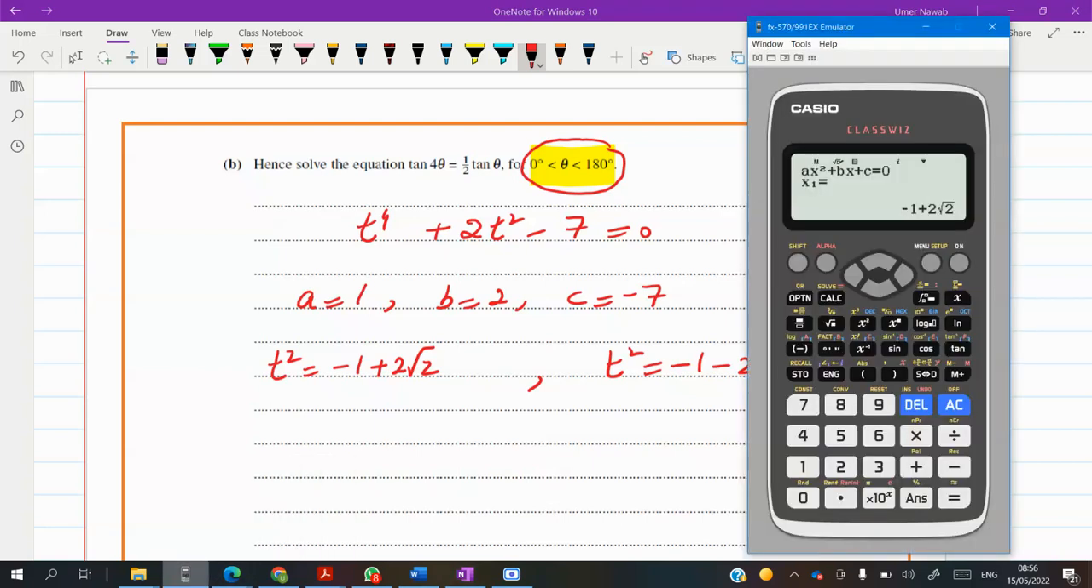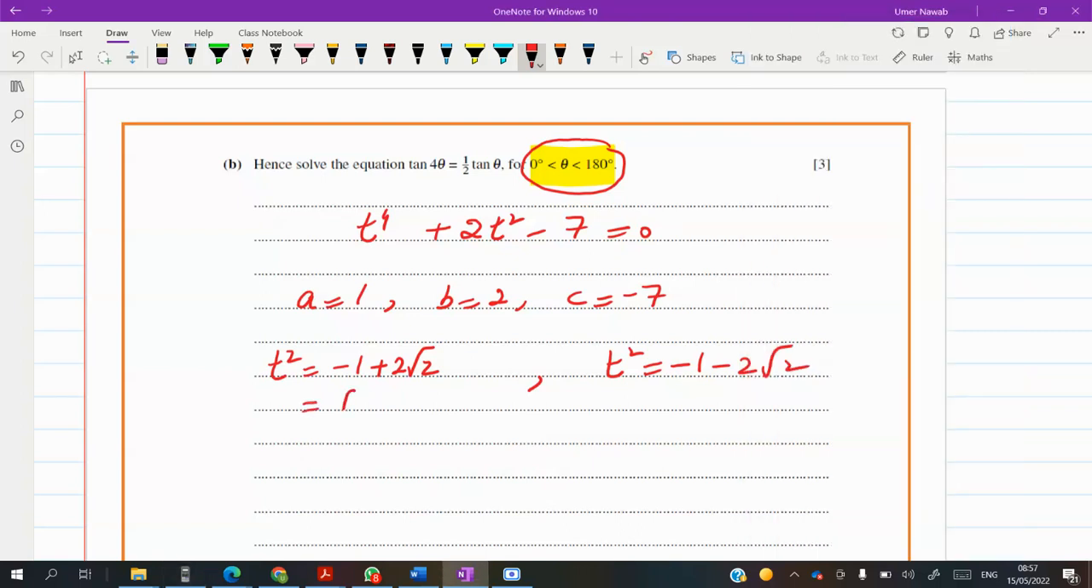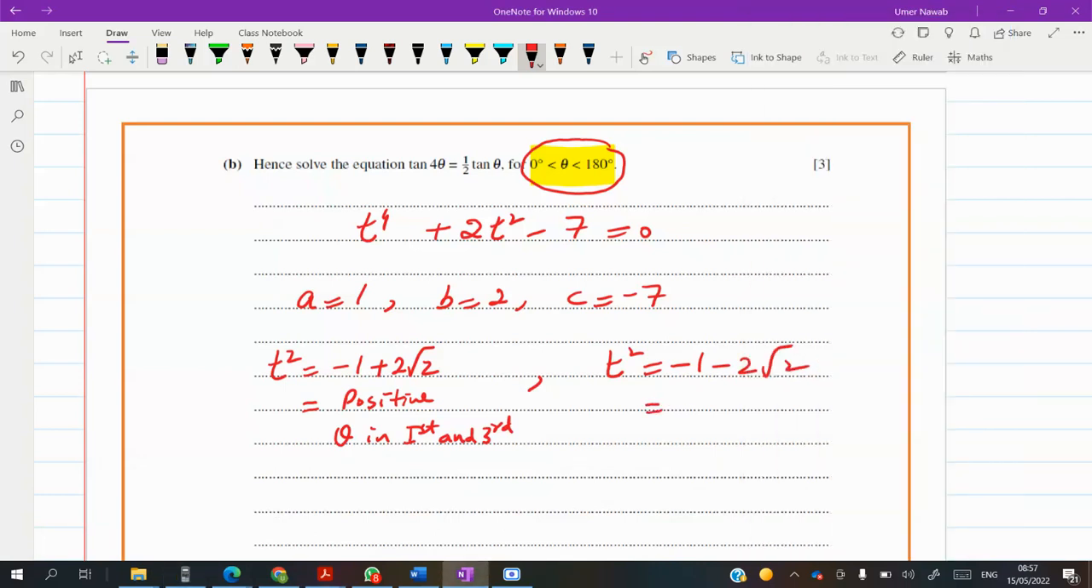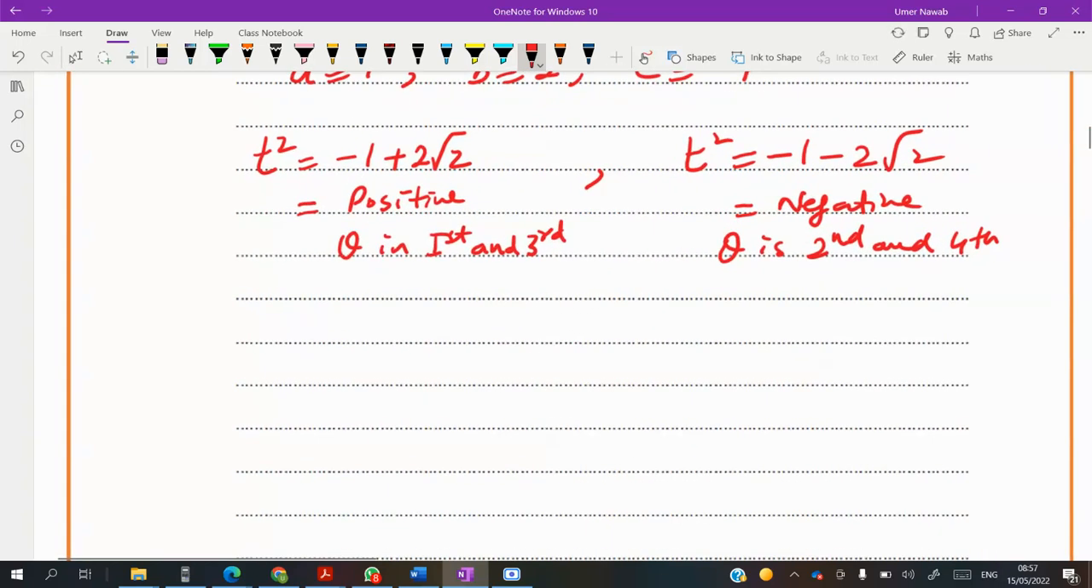If you look into your decimal answers for this root, it is 1.828. So it's a positive answer. If positive, you're expecting your theta in the first and third quadrants. However, the second one is negative, so you're expecting your answer in the second and fourth quadrant. Got it?